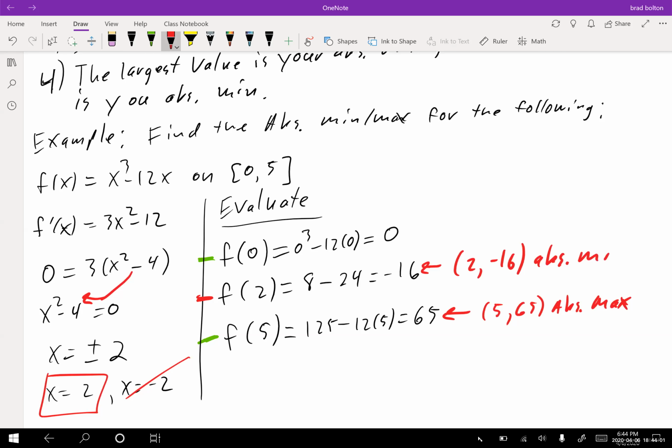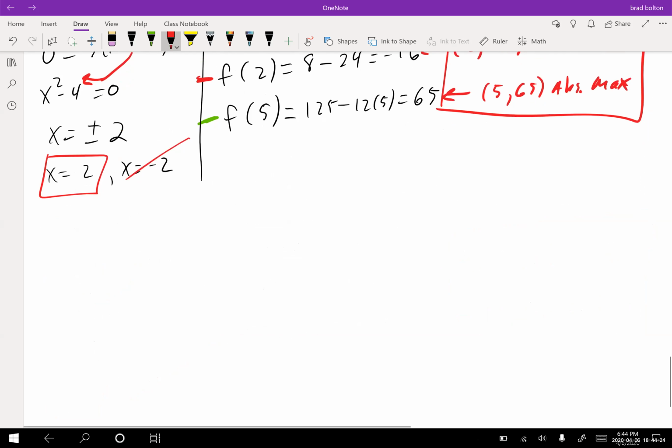We're done. That's it. That's how we can use the idea behind, or the money back guarantee behind, the extreme value theorem to help us find our absolute min and our absolute max. So it's pretty straightforward. The confusing part becomes when you learn the first derivative test. Sometimes you'll be plugging into derivatives, sometimes you won't be. So that's when it gets a little bit confusing.